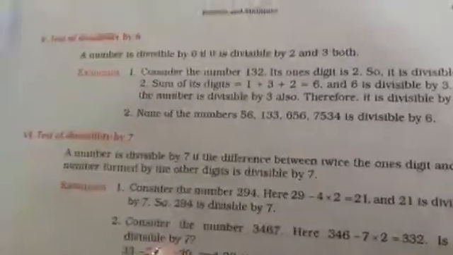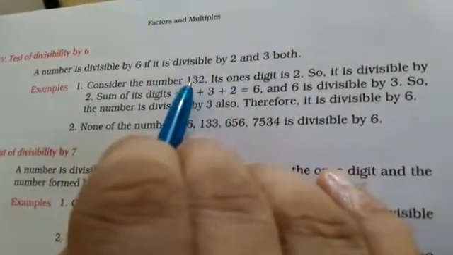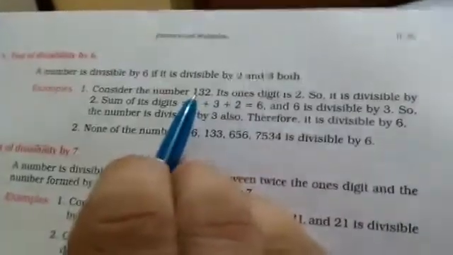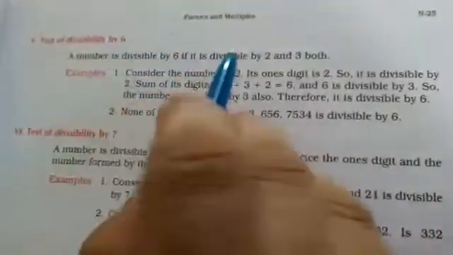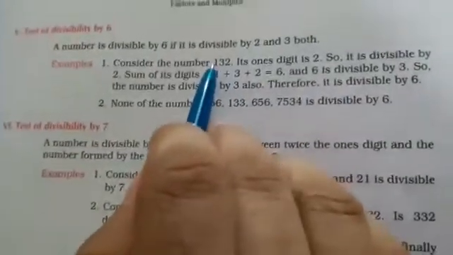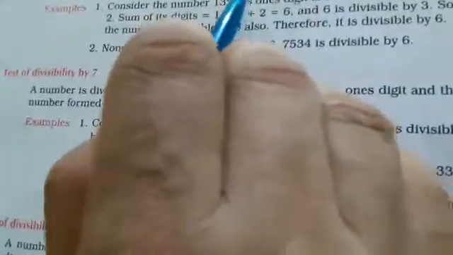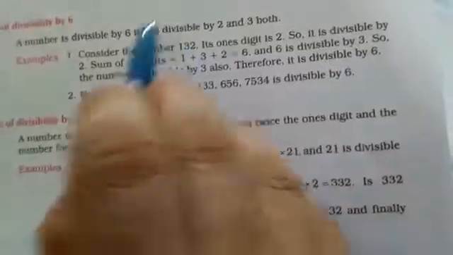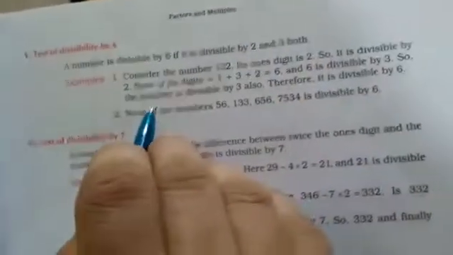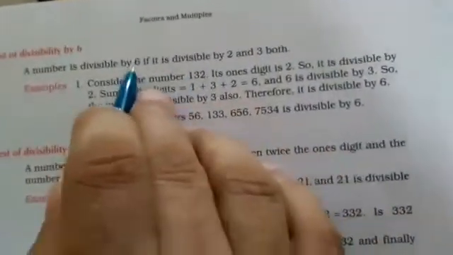A number is divisible by 6 if it is divisible by 2 and 3 both. For example, 132. Now we have to check, is it divisible by 3? For that we have to add all the digits. 3 plus 1 is 4, 4 plus 2 is 6. So 6 comes in the table of 3, so the whole number is divisible by 3. Now we have to check whether it is divisible by 2 or not. The last digit is 2, so it is also divisible by 2. So 132 is divisible by both 2 and 3, therefore 132 is also divisible by 6.